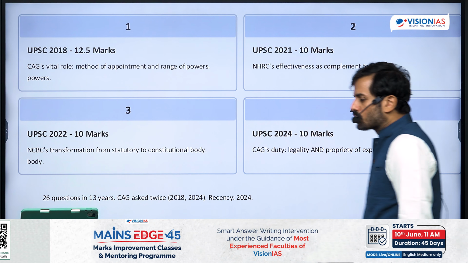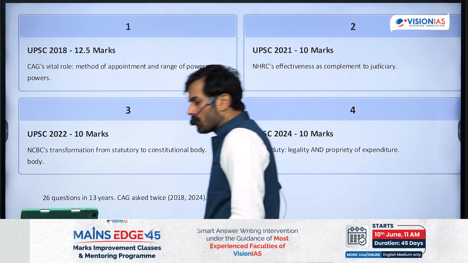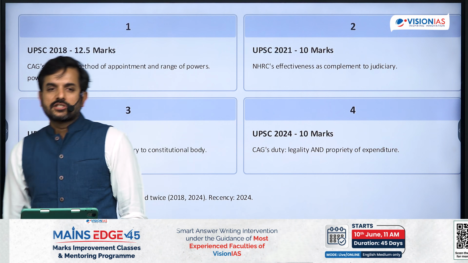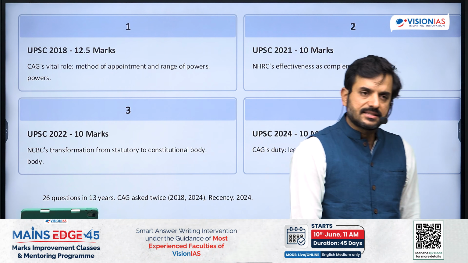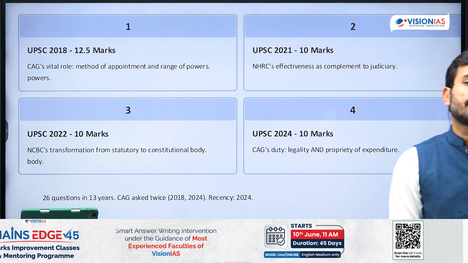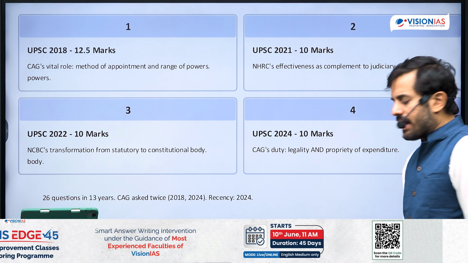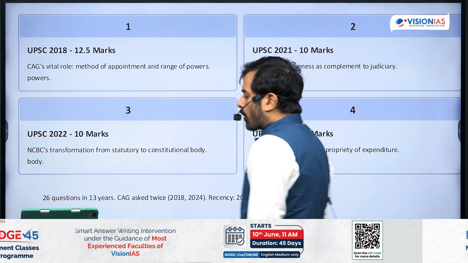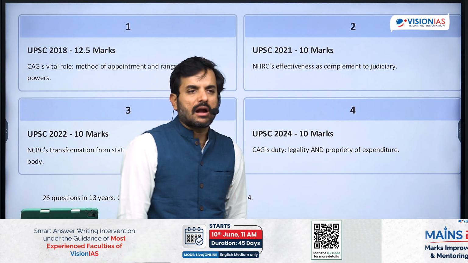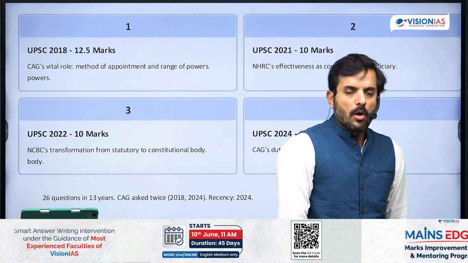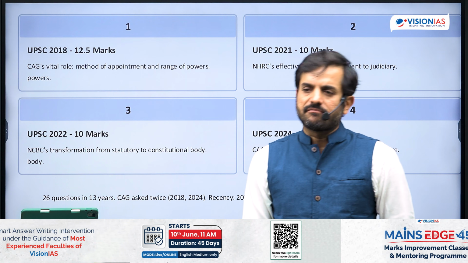Questions have centered around the CAG, the Attorney General, and institutions such as NHRC, NCSC, NCST, NCBC, NCW. I need to have again a list of these important institutions. What are the functions that they perform? What are the constitutional articles? What are some of the objectives that they are supposed to achieve? What have been their achievements?